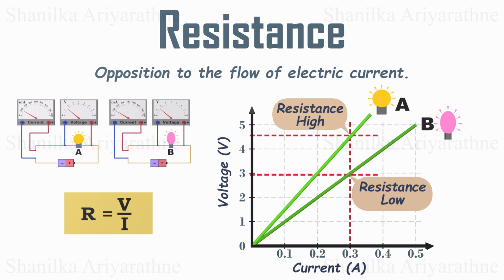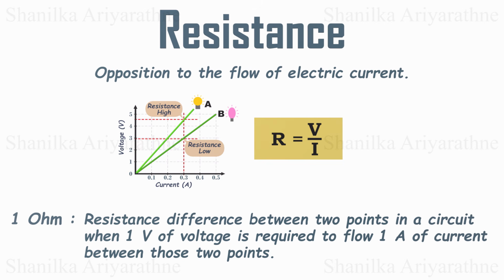We measure this resistance using the unit called ohms. 1 ohm can be defined as the resistance between 2 points in a circuit when 1 volt of voltage is required to flow 1 ampere of current between those 2 points.